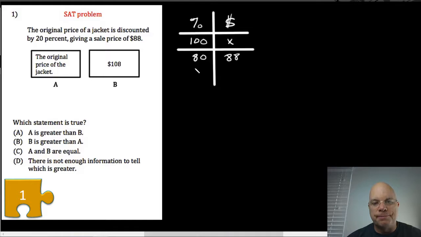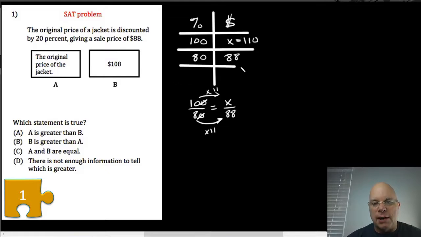Now there's lots of ways to solve this. You could write a proportion from here: 100 over 80 is equal to X over 88. And while there isn't a nice scale factor right now, if you factor out 10 over 10, that reveals a scale factor of 11. 8 times 11 is 88, so 10 times 11 is $110.